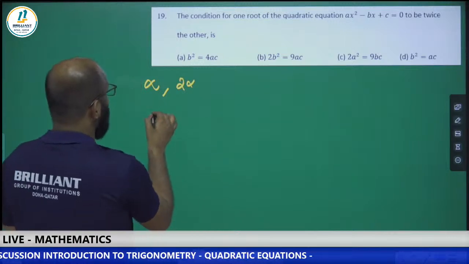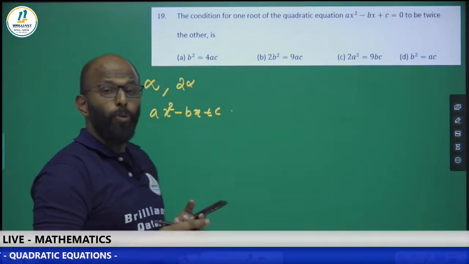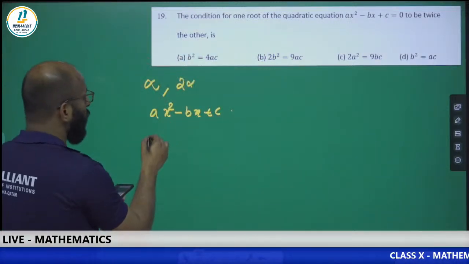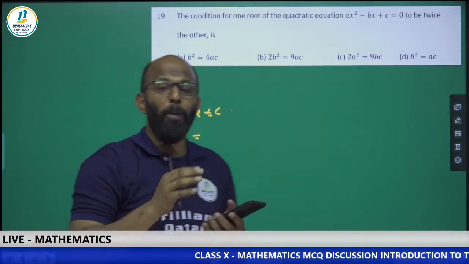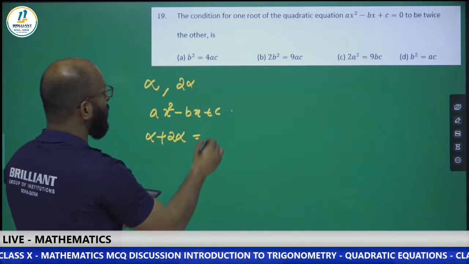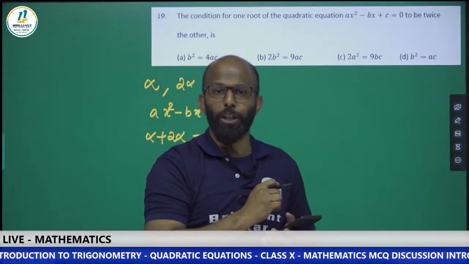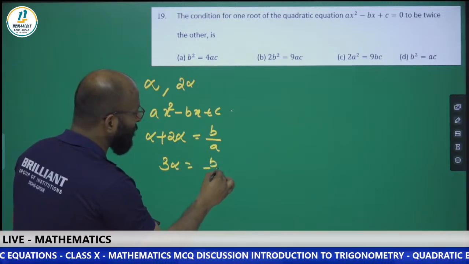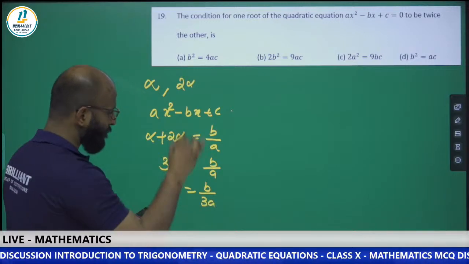From the equation ax square minus bx plus c, first we can find the sum of the roots, then the product of the roots. First I am going to find the sum of the roots, alpha plus 2 alpha. You know the sum of the roots is minus b by a. So minus of minus b becomes positive, b by a. So 3 alpha is equal to b by a. Taking 3 to the right side, alpha is equal to b by 3a.